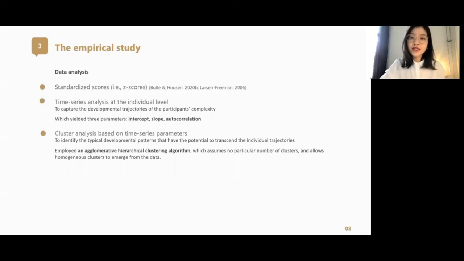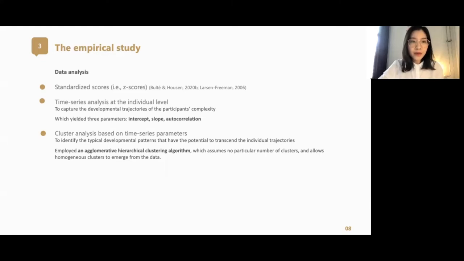For the data analysis, I have briefly introduced the methodology we used in the study earlier. Because we included different complexity measures, which are often on different measuring scales, we first standardized the scores. Then we used time series analysis to capture the developmental trajectories of complexity measures at the individual level.